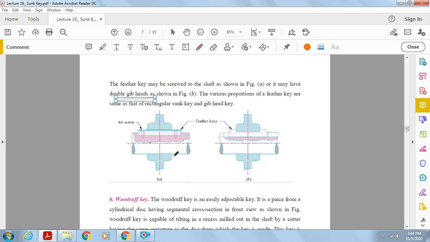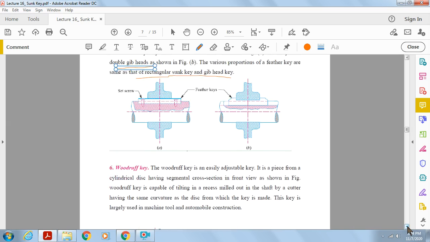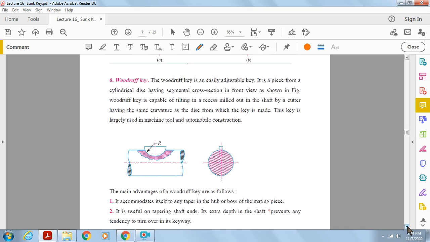Okay, so here we see the various proportions of the feather key, of rectangular sunk key, are like this. The dimensional proportions are very much similar in case of the feather key, like the rectangular sunk key or gib head key. That is, w should be equal to d by 4 and t shall be equal to d by 6. Next come to the Woodruff key.